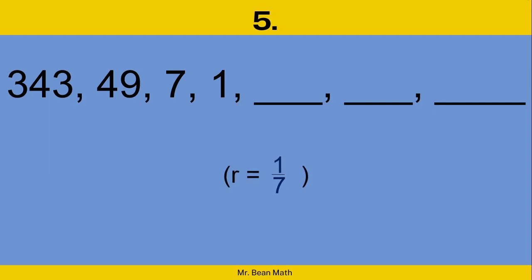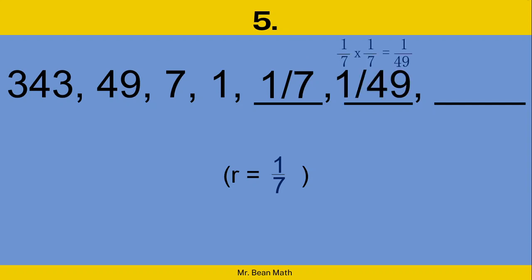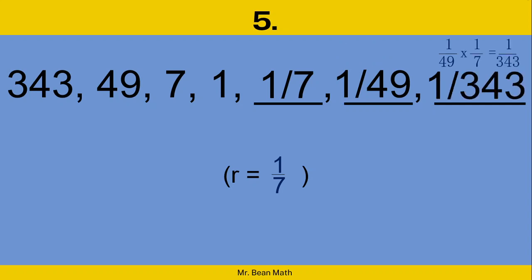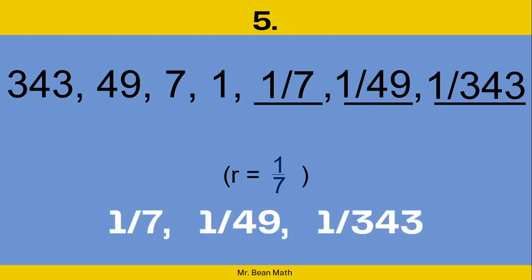Now multiply 1 over 7 to the succeeding terms. 1 times 1 over 7 is equal to 1 over 7. 1 over 7 times 1 over 7 is equal to 1 over 49. And 1 over 49 times 1 over 7 is equal to 1 over 343. Therefore, the next three terms in the geometric sequence are 1 over 7, 1 over 49, and 1 over 343.